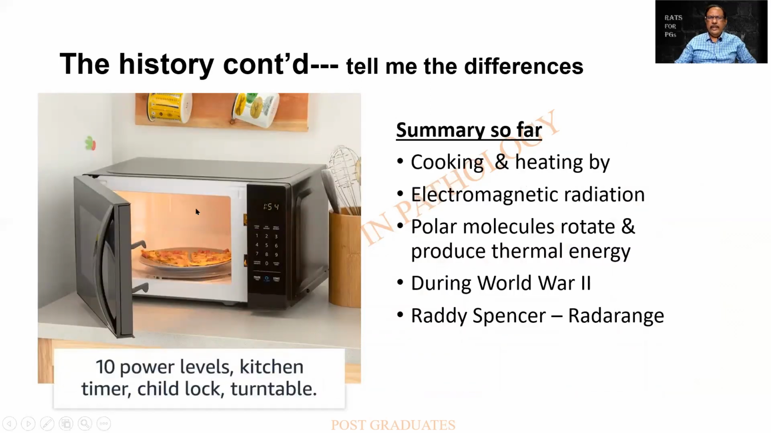And history continues. So this is a microwave oven that's being used in the kitchen. There is some food that is being cooked or heated. So it is used for cooking and heating. The principle is electromagnetic radiation. The polar molecules rotate, and it was used initially during World War II and designed as the Radarange by Percy Spencer. But there is a difference between this that we use in our kitchens and that we are going to use or show in the histopathology laboratory. What are the differences? You people should tell me.